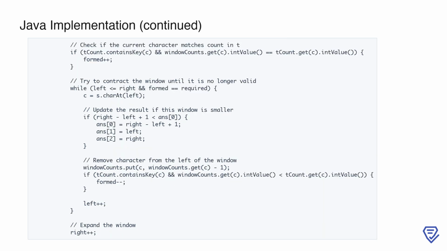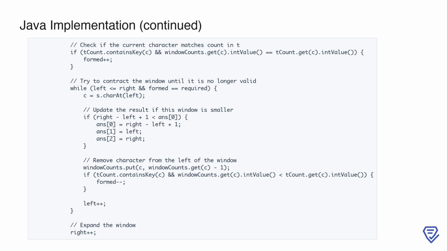Within the loop, each character at the right pointer is added to the windowCounts map, updating its count. If this character is also in tcount and its frequency in windowCounts matches that in tcount, we increment the formed variable. This variable tracks how many unique characters in the current window meet their required counts. Once formed equals required, it indicates that the current window contains all necessary characters from T.